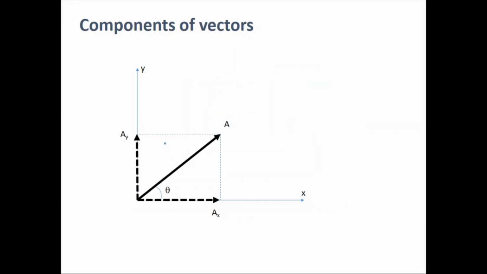Let's continue with the components of a vector. This is vector a, and here are the components of vector a. To find the components of a vector, we are going to draw a perpendicular line from the head of the vector to the x-axis, and draw another perpendicular line from the head of a to the y-axis, and then this is going to be the ax component, and this is going to be the ay component. The magnitude of ax is going to be equal to a times cosine theta, and the magnitude of ay will be equal to a times sine theta. This is the way to find the components of a vector.